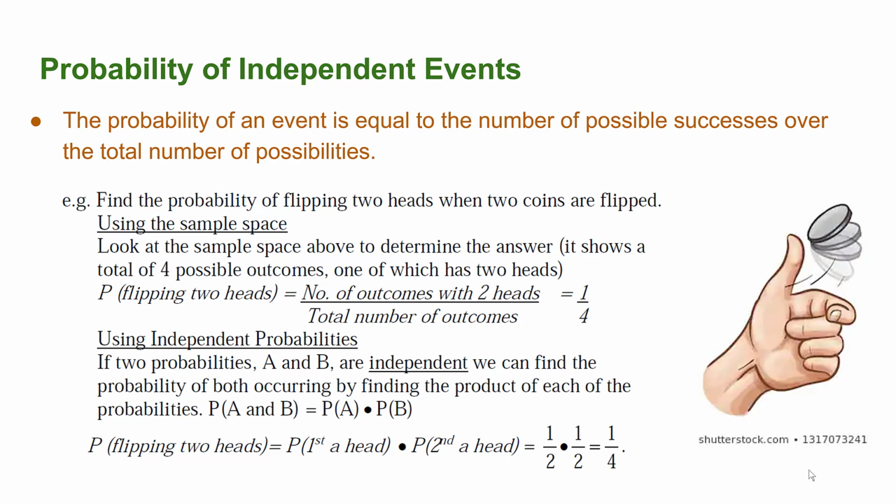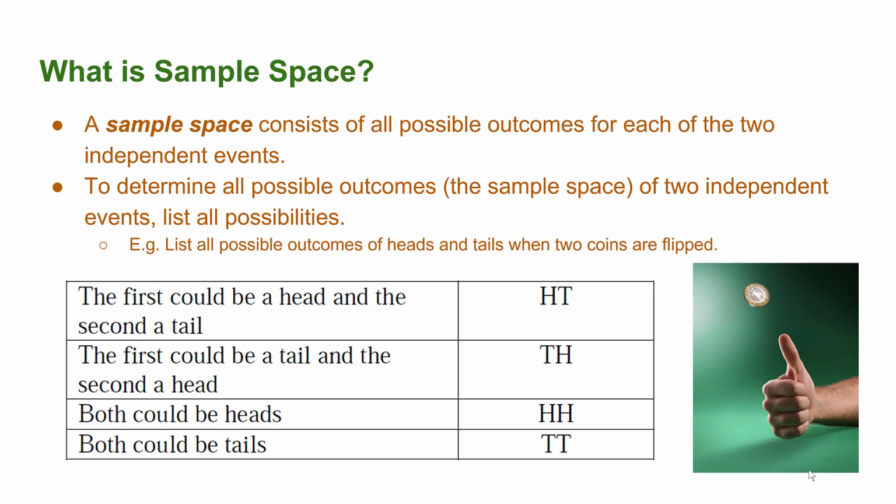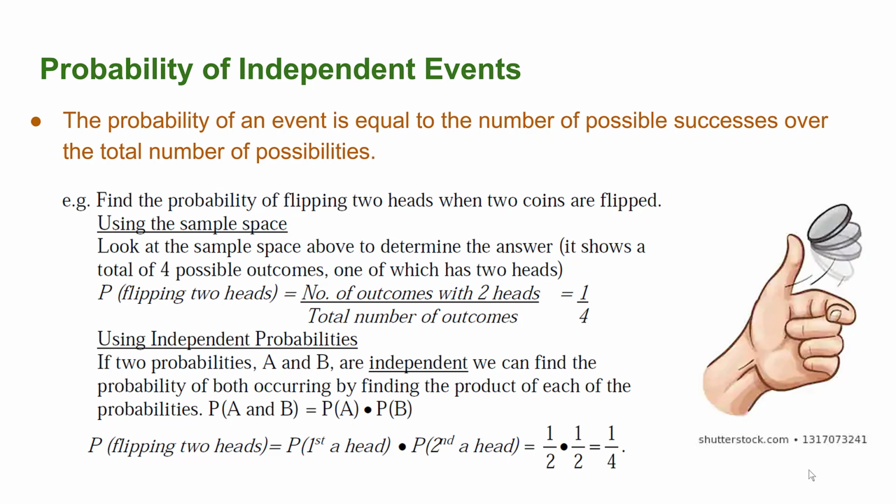Probability of an independent event. The probability of an event is equal to the number of possible successes over the total number of possibilities. So, example, find the probability of flipping 2 heads when 2 coins are flipped. Look at the sample space above to determine the answer. It shows a total of 4 possible outcomes, one of which has 2 heads. So P, the probability of flipping 2 heads, equals number of outcomes with 2 heads, which is 1, over total number of outcomes, 4. If I go back to the slide, you can see there are 4 possible outcomes and there's only 1 with 2 heads.